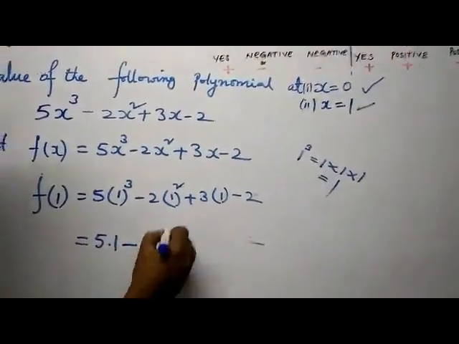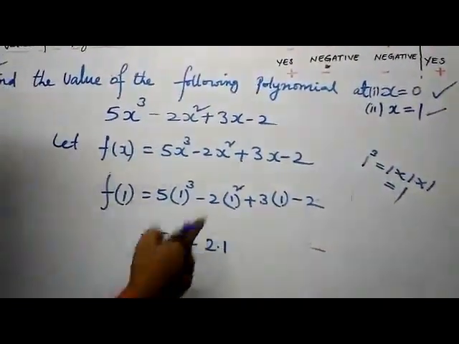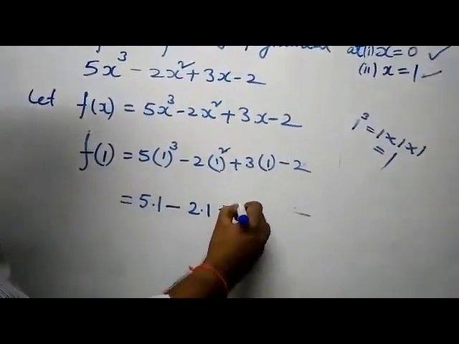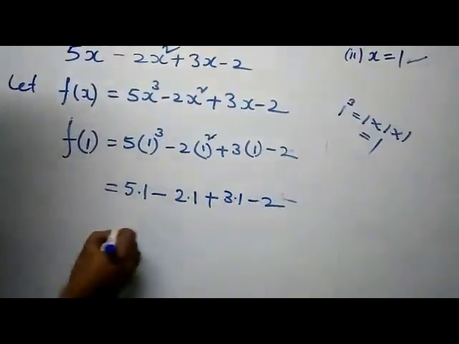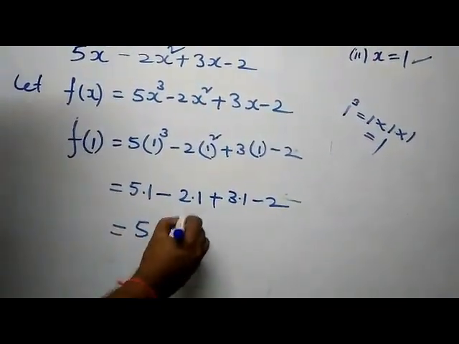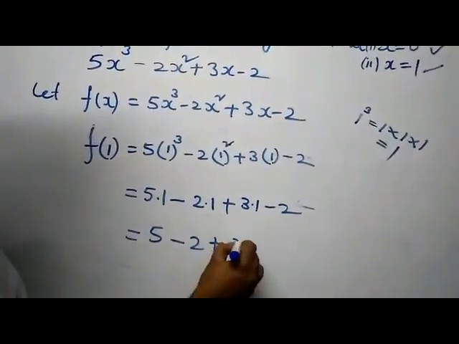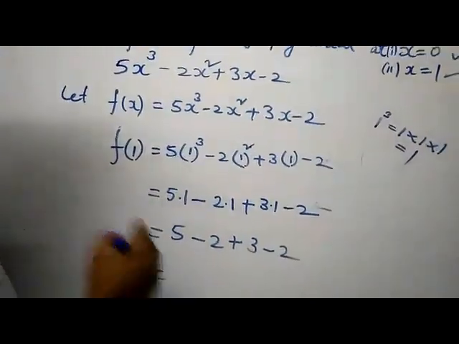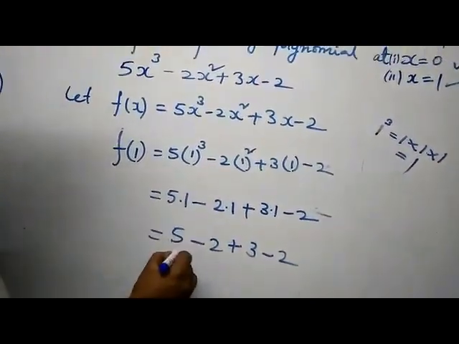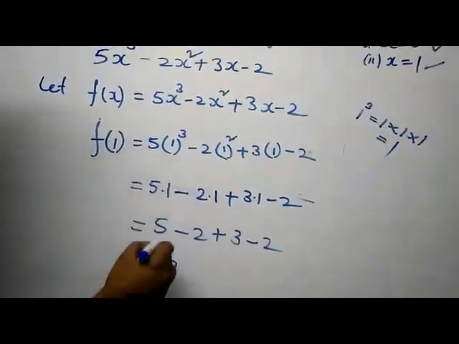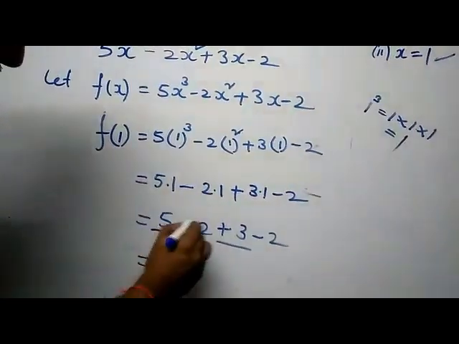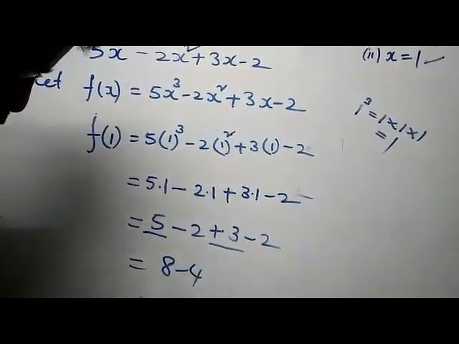So 1 minus 1 square. 1 square value also 1. The value of 1 square is equal to 1, plus 3 into 1 minus 2. 5 ones are 5, 2 ones are 2, plus 3 ones are 3, minus 2. How should we add this? We should simplify. 5 plus 3 is 8, minus 2 minus 2 is minus 4, so the answer is 4.